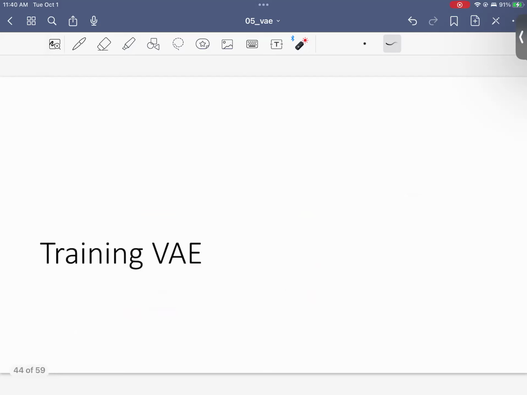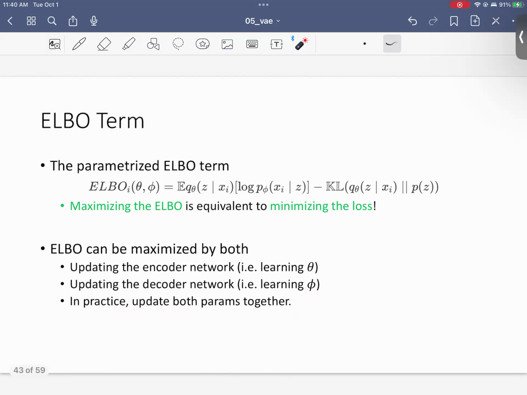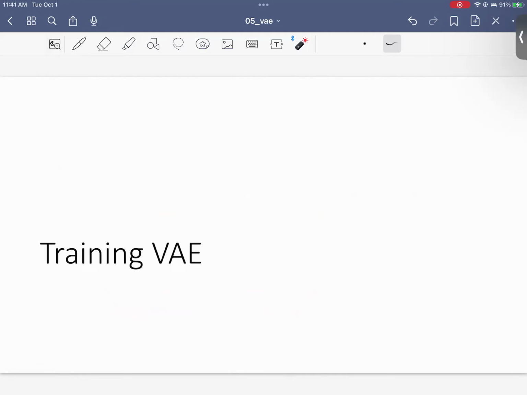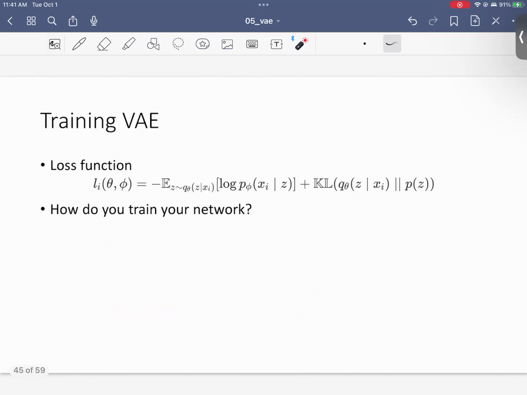Right, so training VAE. That was the whole concept behind VAE. And as I said, we need to care about one more thing when training VAE. So how do you train your network? This is our loss function, but it's all mathematical. We haven't actually written it in code. When we're writing this in code, there's something we need to think about.